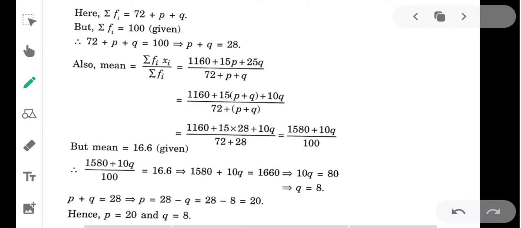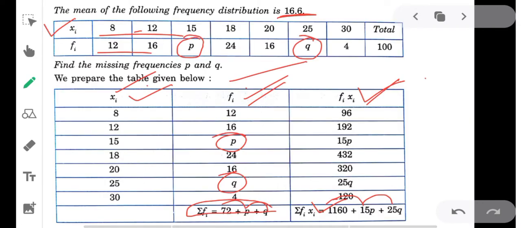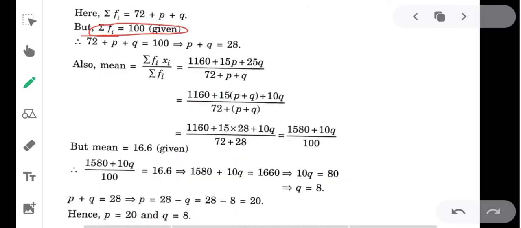Here summation of fi is 100, given because it is written in the question that the total equals 100, that means the total frequency. But the summation of frequency is 72 plus p plus q. So you can write 72 plus p plus q equals 100. Clear? Then p plus q will be 100 minus 72, that is 28. Clear?